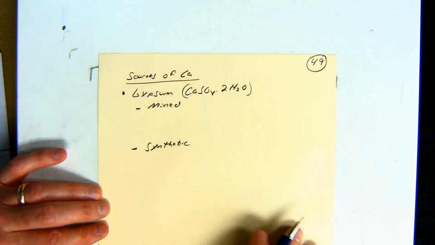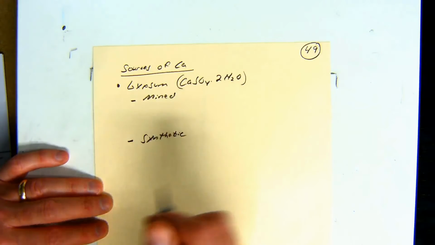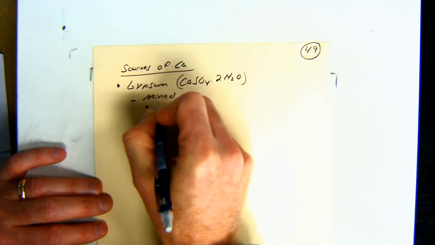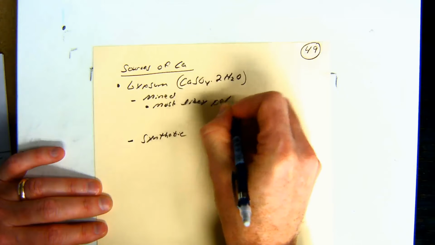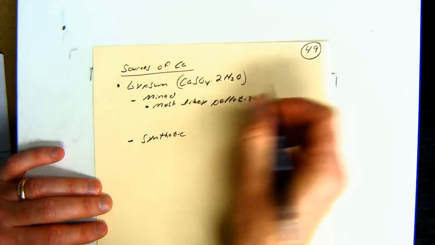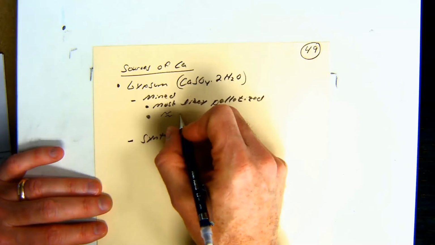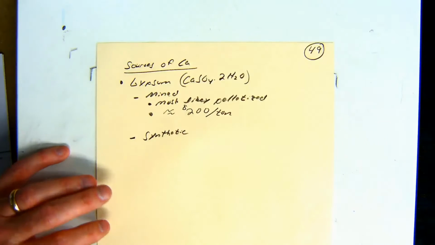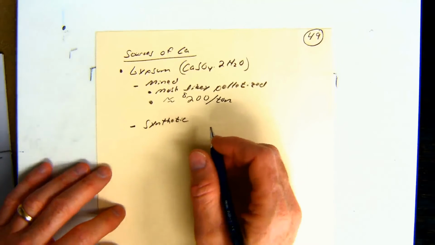And the synthetic, even though it's still a crystal, it's still a salt, if you will, is made through a synthetic process or an industrial process. The mined ones are most likely pelletized. And the cost for these depends on shipping costs and so on, but it's about $200 per ton. And probably if you're bringing that into North Dakota, most of that is going to be due to the shipping.